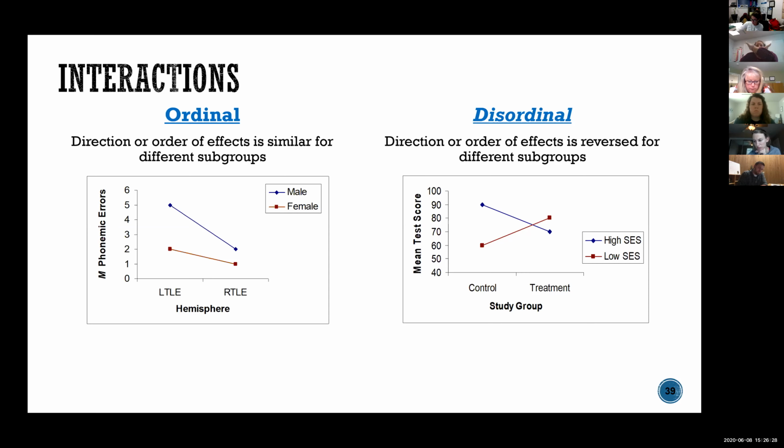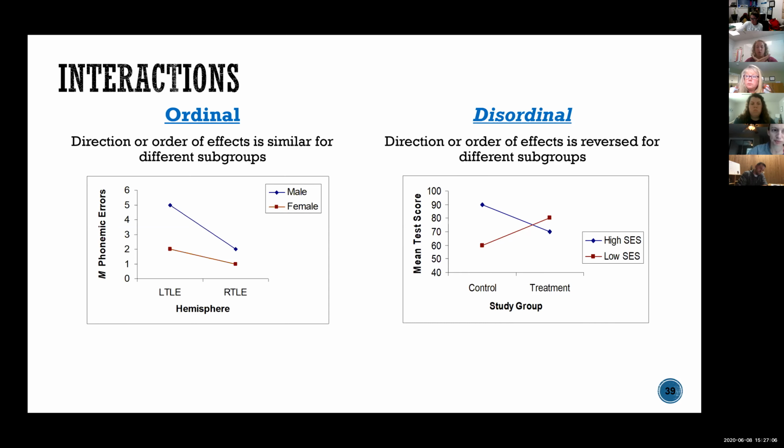Now, an interesting thing: when you have a total crossing disordinal interaction, what happens if you ignore one of the factors? If you ignore a factor, that means you collapse across it, and if you collapse across it, you end up washing out the effect. So when you have crossings of the lines, this is a case where the main effects have no meaning. What would happen if we averaged the blue and the red dot on this side and averaged the blue and the red dot on this side? It would be completely flat, and you would think that nothing was happening.